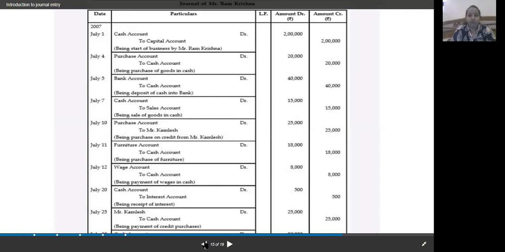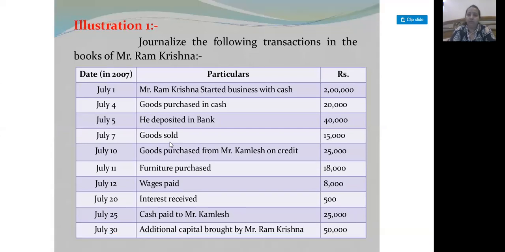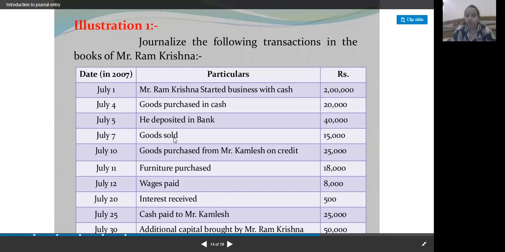Okay, fine, that's good. Now goods sold. Okay, less than 1 minute is left. All will join again with the same link. Okay, ma'am, that's good. So goods sold, 15,000.